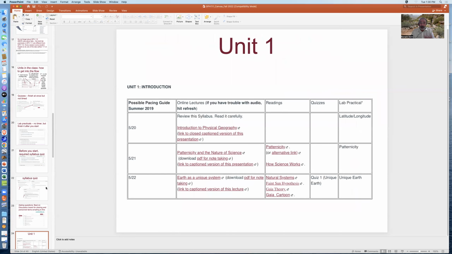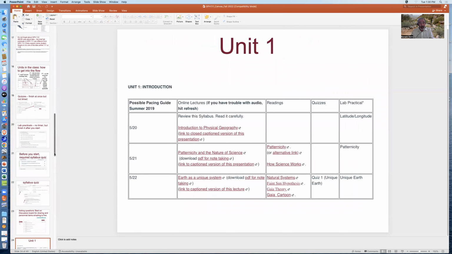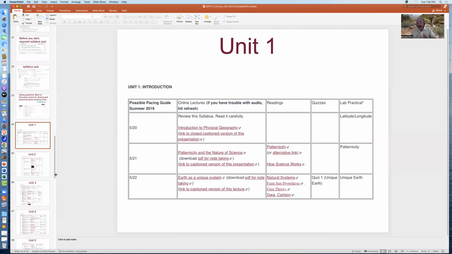So Unit 1 is an overview about how science works and Earth as a system. This class is the natural world as a whole. Physical geography doesn't pull apart the atmosphere from the geology, from the biology. Everything works together. At least that's at the start and at the end.